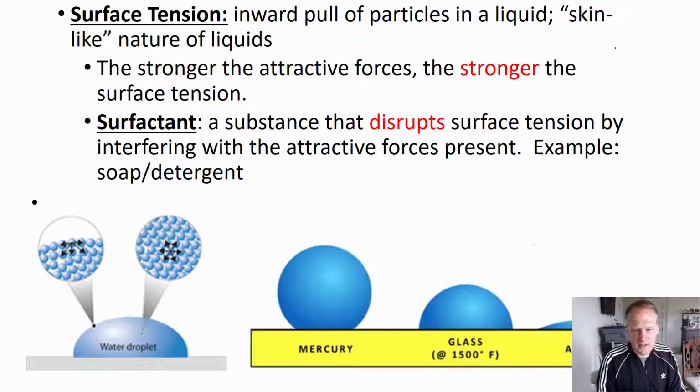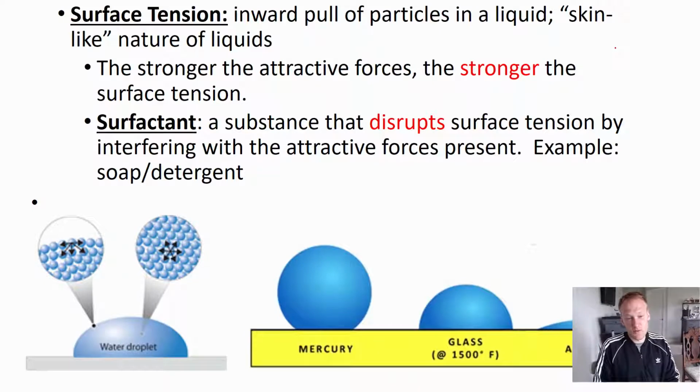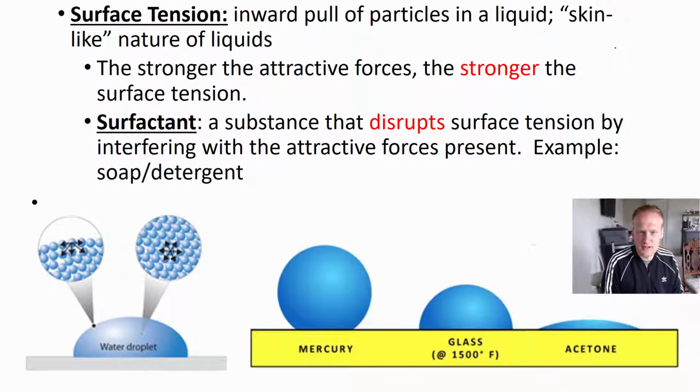Surface tension. We know some things. We know water has strong surface tension, and that's because it has strong intermolecular forces, meaning those molecules of water want to stay together, okay? It says the skin-like nature of liquids. Okay, water's a good example of this. A better example of this would be mercury. Mercury, a liquid, has very, very strong intermolecular forces.